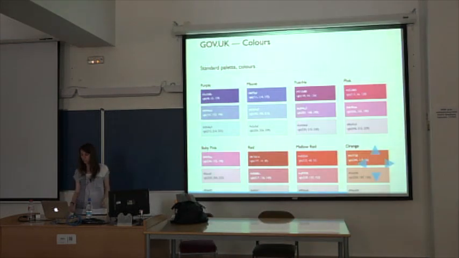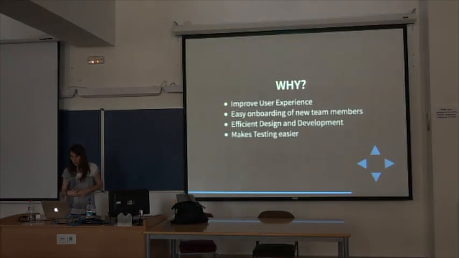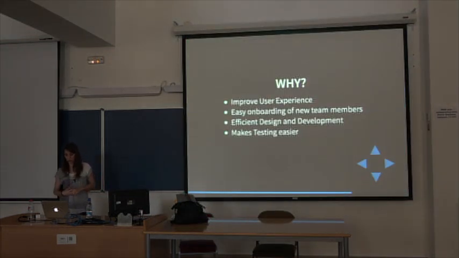For example, colors. You can put here all the colors that you have in your project, and you will know where you have to go to find all the possible colors you have. For example, typographies, layouts or whatever, you will always have a place where to go to know where everything is. Why should we use it? Because they improve the user experience.